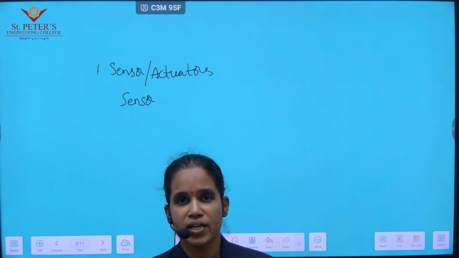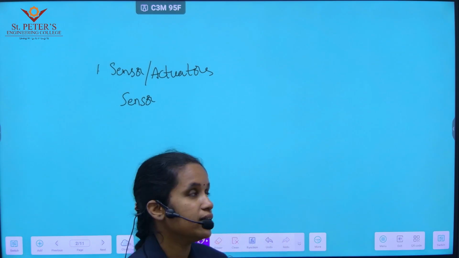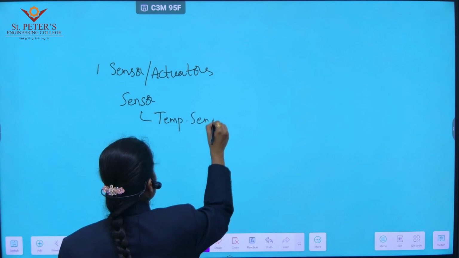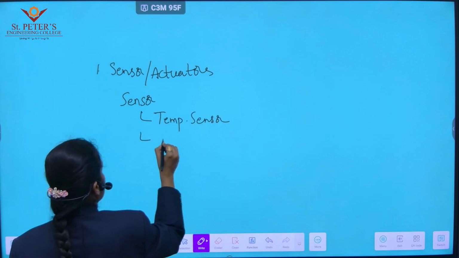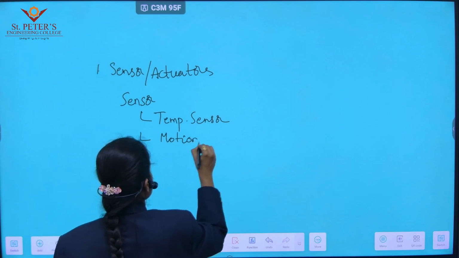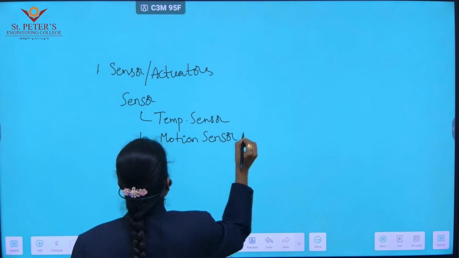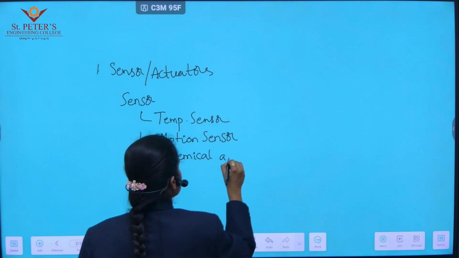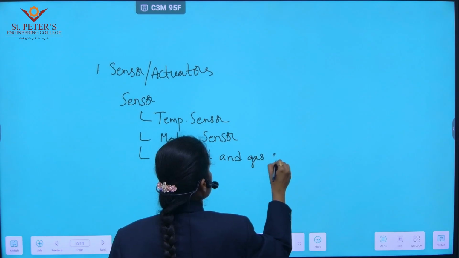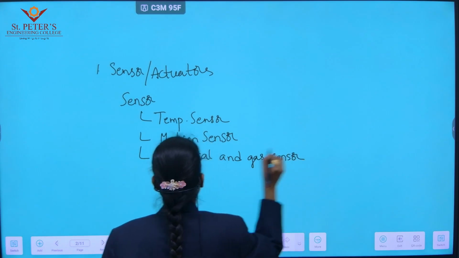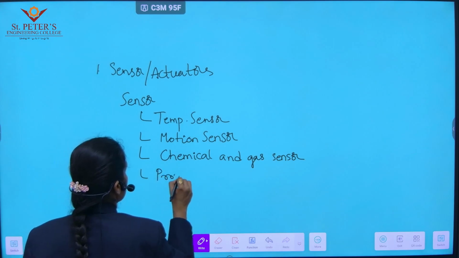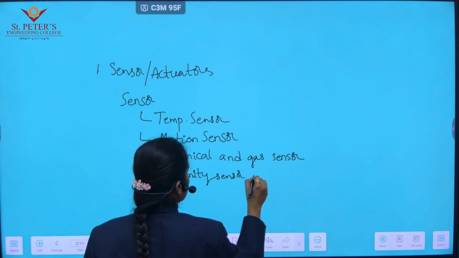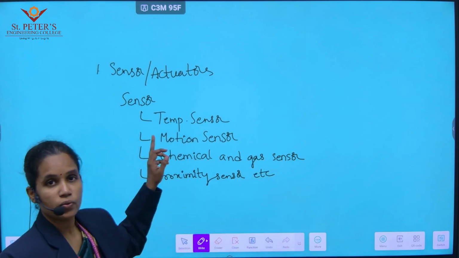There are many sensors we use in our IoT systems, like the temperature sensor, second, motion sensor, third, chemical and gas sensor, fourth, proximity sensor, etc. Coming to the first one, temperature sensor.